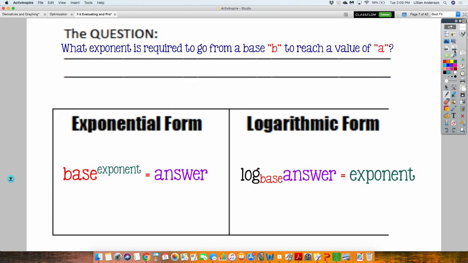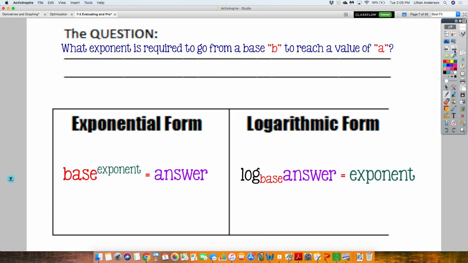I color-coded it for a reason, so you can see the base in your exponential form is the same as the base in your logarithmic form. The exponent in your exponential form is what the log equals in the logarithmic form. And the answer for the exponential form is the "of" part in your logarithmic form. Being able to go from one form to the next is going to help you when it comes to solving and evaluating. Does everybody have this down?